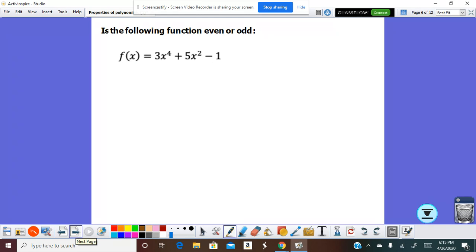Go ahead and identify whether the following function is even or odd, or neither. You are correct. This function is an even function because the exponents are 4, which is an even number, 2, which is an even number, and you have a constant, which is considered even also. So this one is an even function.